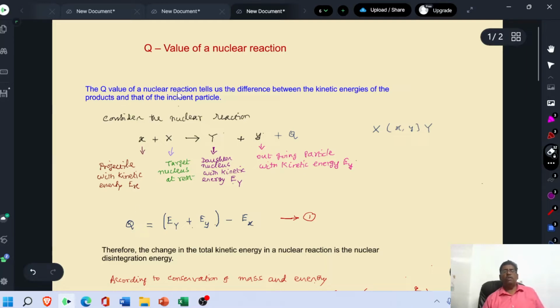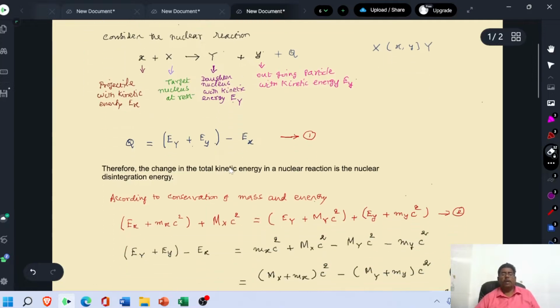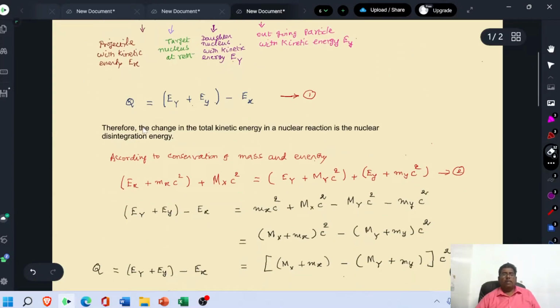The Q value of a nuclear reaction is the difference between the kinetic energies of the products and that of the incident particle. Therefore, the change in the kinetic energy in a nuclear reaction is the nuclear disintegration energy.